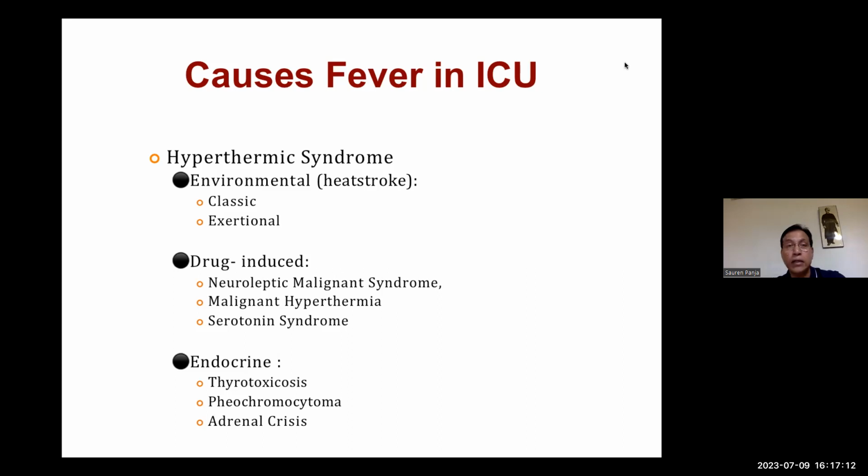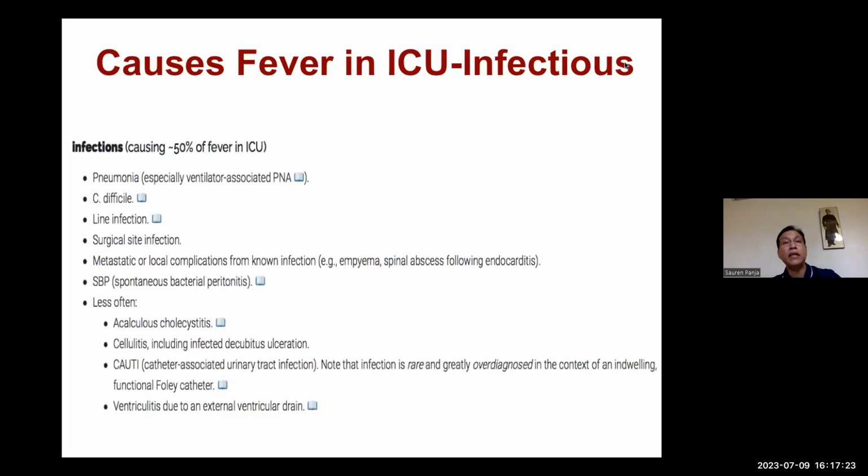Hyperthermic means the patient usually has a temperature of more than 105 degrees, and that usually happens in this particular condition. Among the usual causes of fever in ICU patients, infection is almost 50%. If we discuss the different kinds of infection, it may be pneumonia, line and device related infection, sometimes Clostridium difficile infection because of the use of antibiotics, or even community acquired Clostridium difficile infection, which is also important. And sometimes the patient might have spontaneous bacterial peritonitis, particularly in cirrhosis of liver or chronic liver disease. These are the common infectious causes of fever.